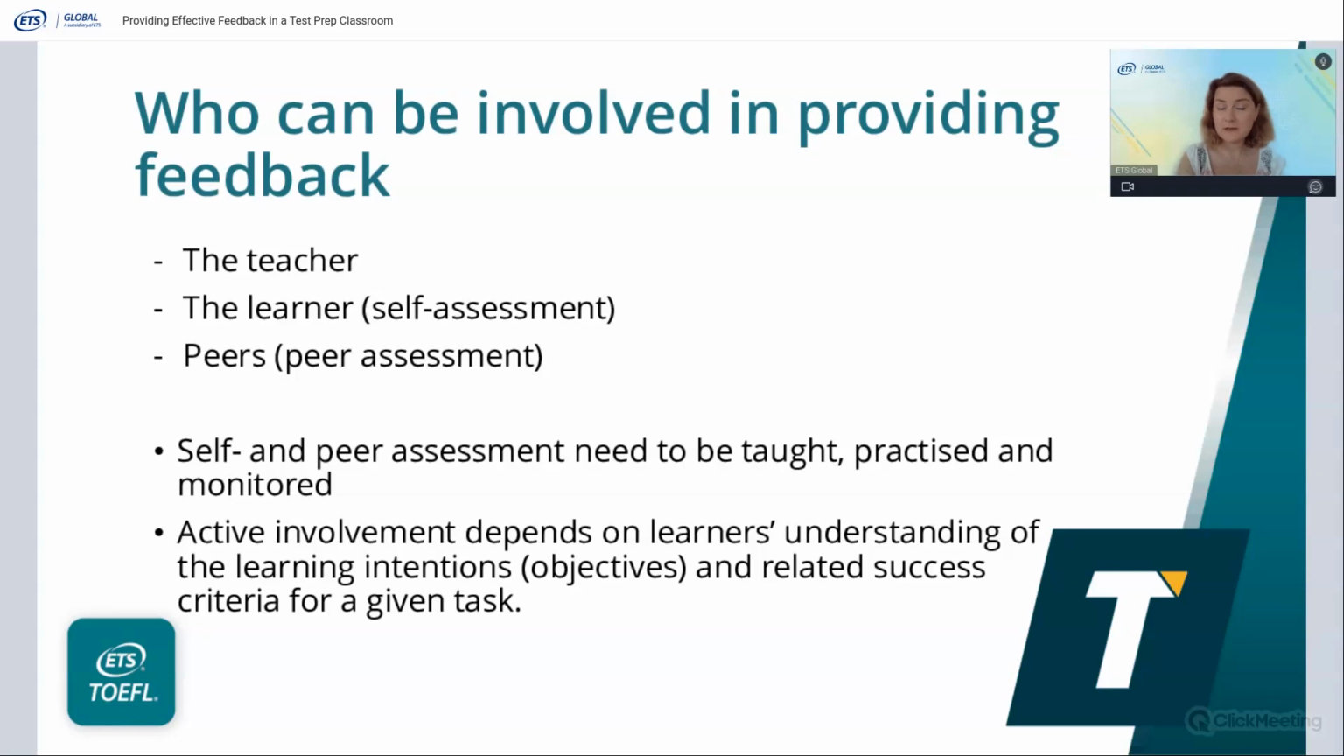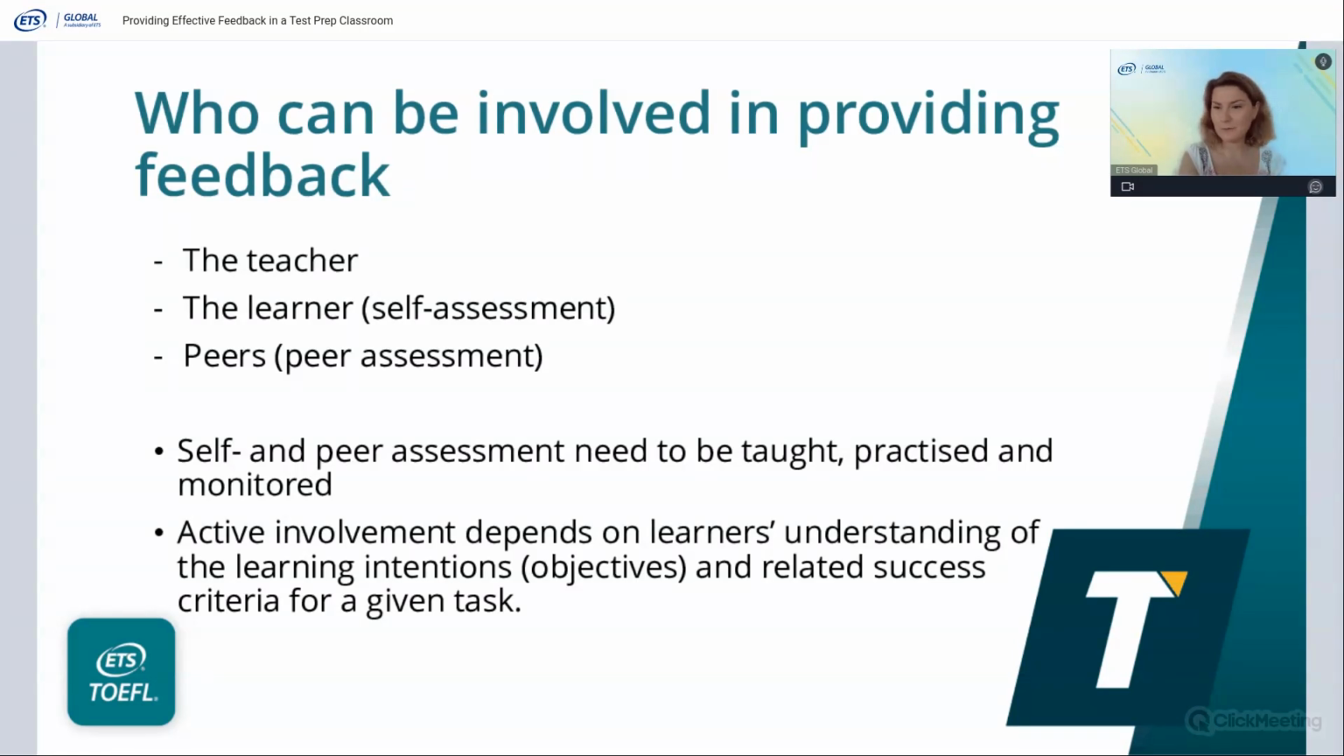Now let's look at who can be involved in providing feedback. So obviously the teacher, learner. So we want to encourage students to self-assess. For this, they need to know what to look for in order to self-assess and to understand what they are supposed to assess themselves on. And then peer assessment. Self and peer assessment need to be taught, practiced, and monitored. It's not something that students instinctively know how to do.